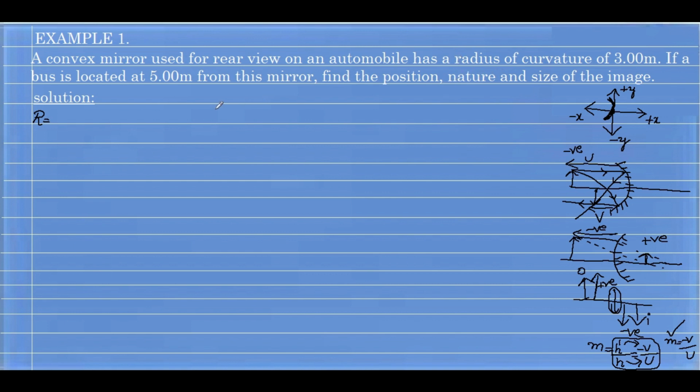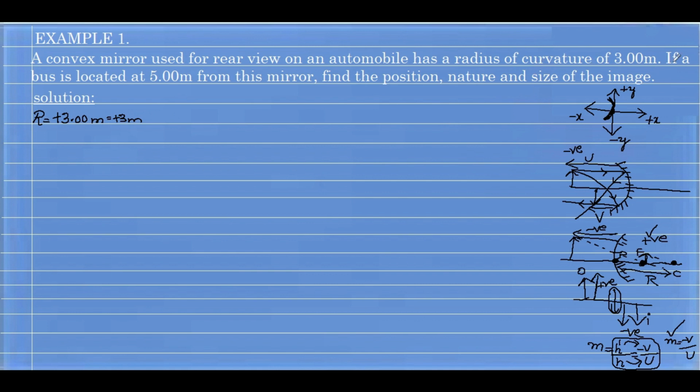Okay, coming to the problem now. A convex mirror, where the radius of curvature is 3 meter. In a convex mirror, the center of curvature is here, the principal focus will be here, and the pole will be here. The distance from pole to center of curvature is considered as radius of curvature. This radius of curvature comes to the right hand side, so it becomes positive. So radius of curvature is plus 3 meter.